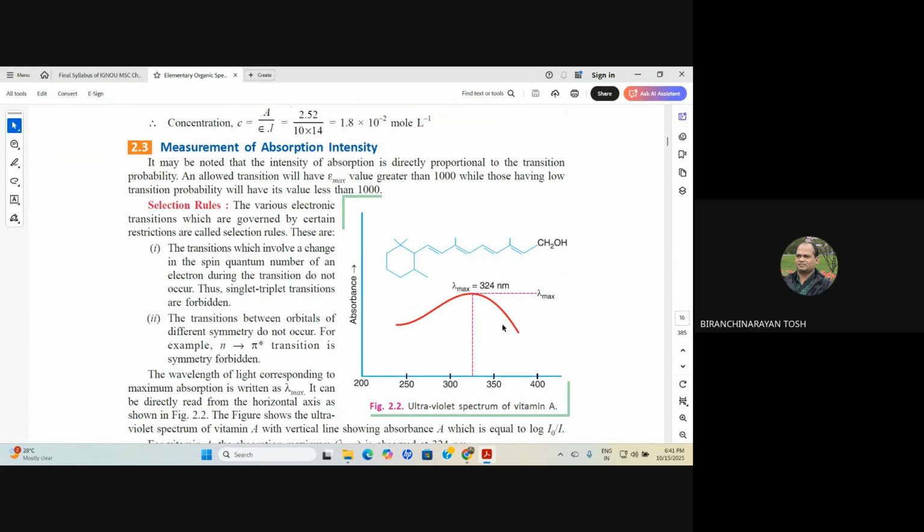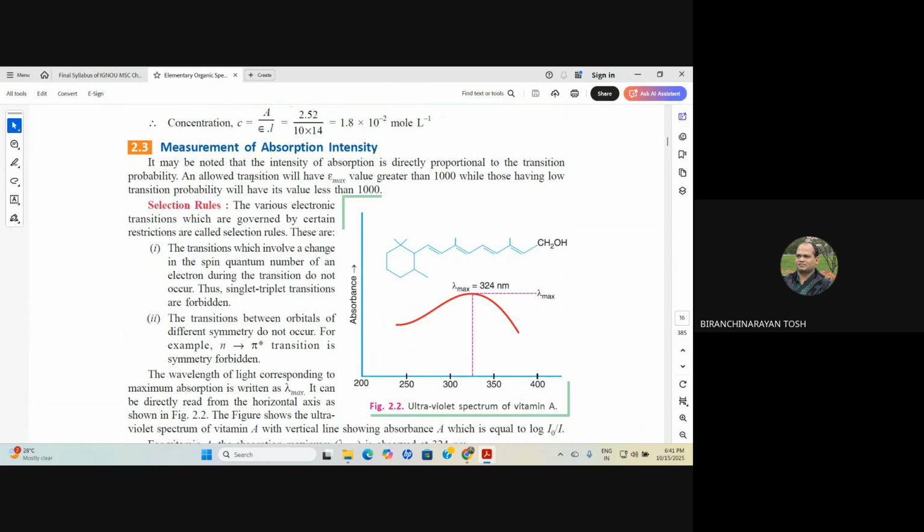The transition will be there, but the intensity, or epsilon max, will be low. Lambda max is where the peak occurs; that wavelength is known as lambda max. The maximum absorption is known as the epsilon max. The wavelength of maximum absorption is lambda max, and the absorbance is known as the epsilon max.